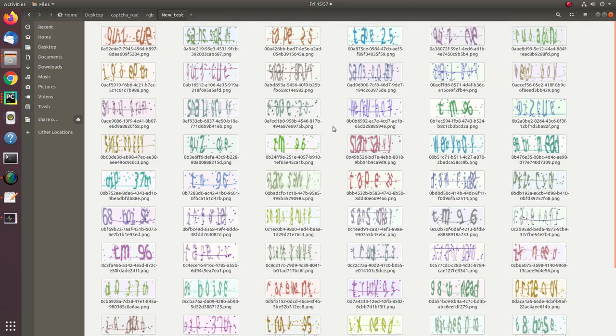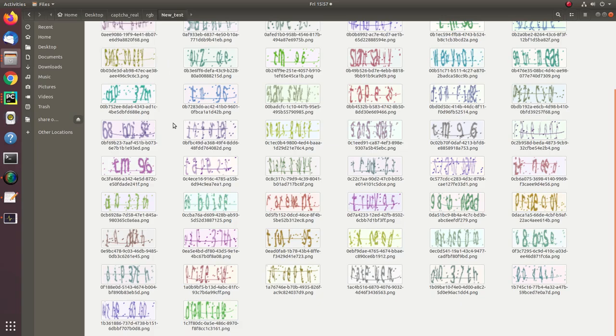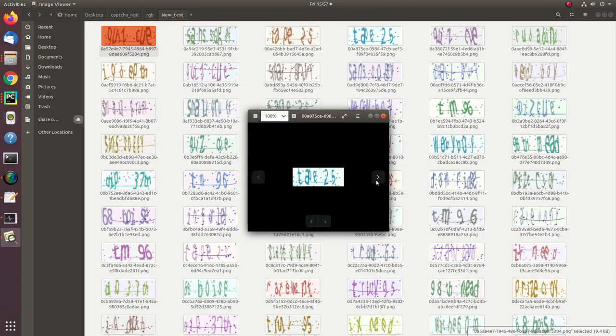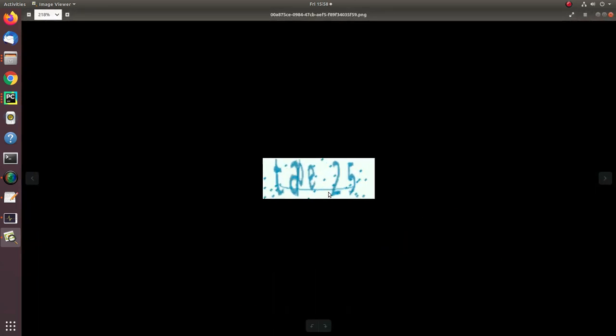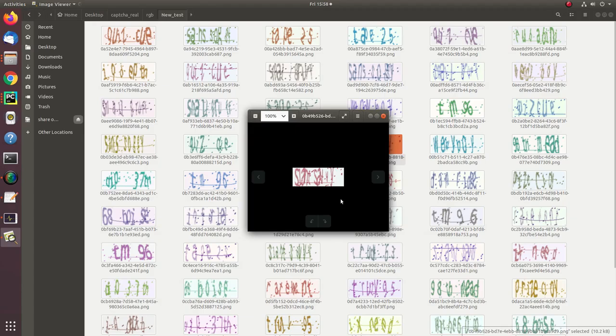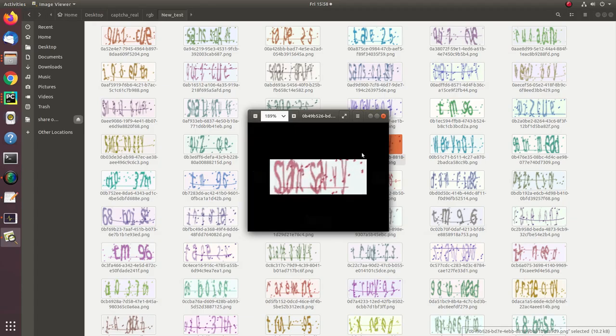So moving toward the main algorithm, these are some sample images I am using here. As you can see, the main challenge in this captcha is that it's hard to read. Not only is it hard to read, these captchas have two words, not one, and the space is also important here. Like this captcha, which contains TAPE, thereafter a space, and thereafter 25. So this is a combination of alphanumeric characters, and with the naked eye it's hard to read.